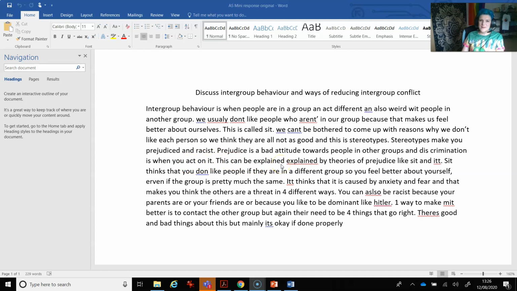This can be explained by theories of prejudice like sit and it. Sit thinks that you don't like people if they're in a different group, so you feel better about yourself, even if the group is pretty much the same. It thinks that it's caused by anxiety and fear, and that makes you think that the others are a threat in 4 different ways. You can also be racist because your parents or your friends are, or because you like to be dominant like Hitler. One way to make it better is to contact the other group, but again, there needs to be 4 things that go right. There's good and bad things about this, but mainly it's okay if done properly.